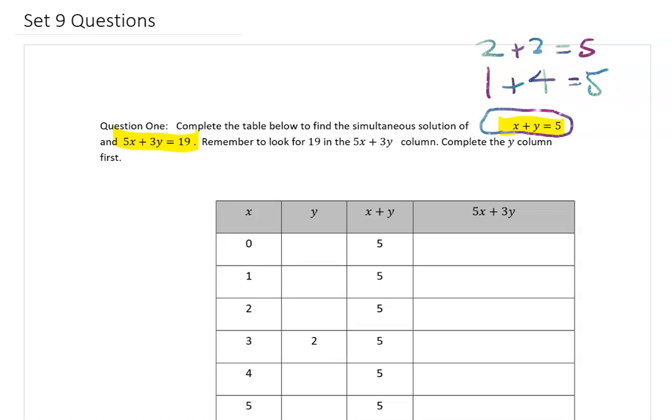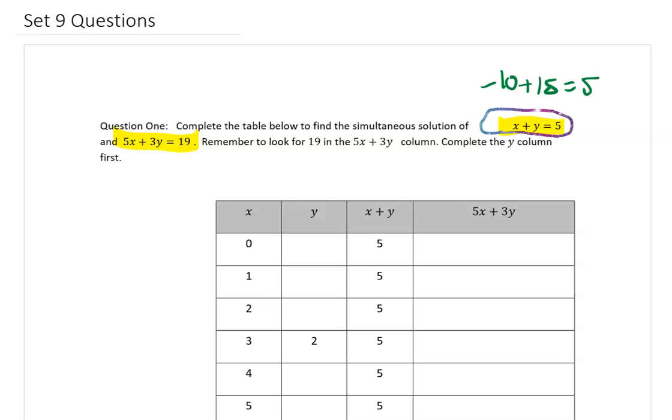Now you might think, well, there's not really that many. But if you start talking about negative numbers, there's actually an infinite amount. Let's say x is minus 10, that would make y 15, and that still holds true. Minus 10 plus 15 equals 5. So there's actually an infinite amount of numbers that I could add together to make the number 5.